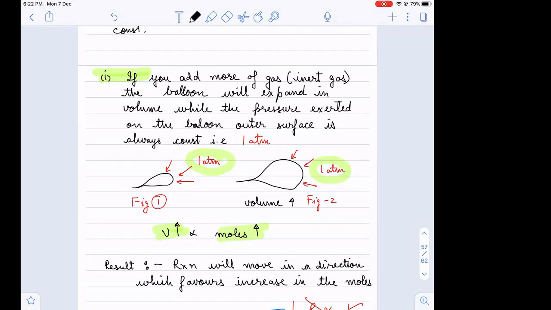Let me know when you have written this. We will do two more effects, one of temperature and the other of catalyst. That's it, the chapter is over. We'll do some questions. Also, we'll shift to the next chapter, which is GOC, General Organic Chemistry.